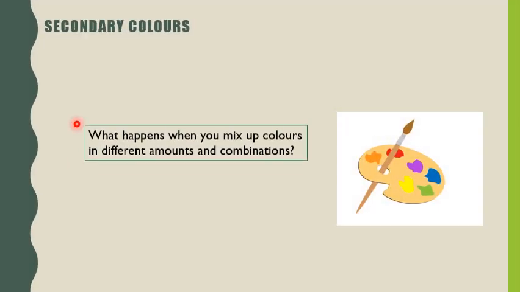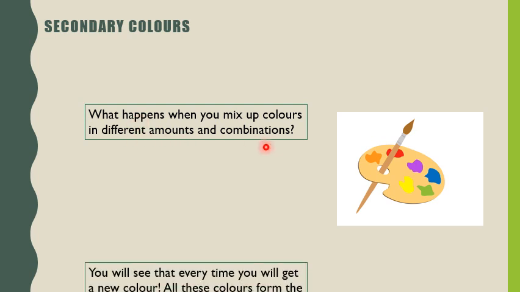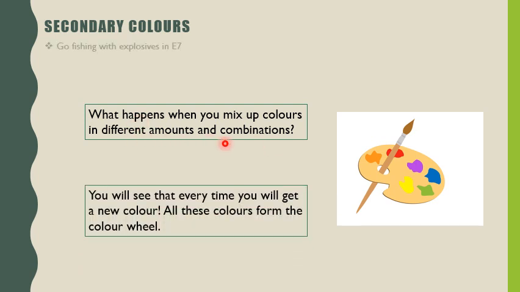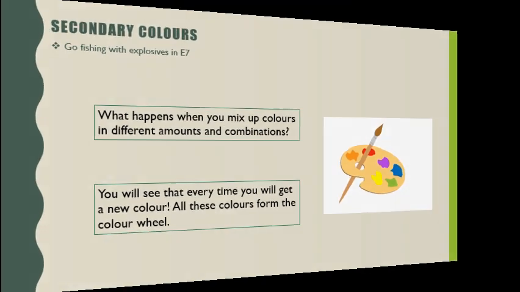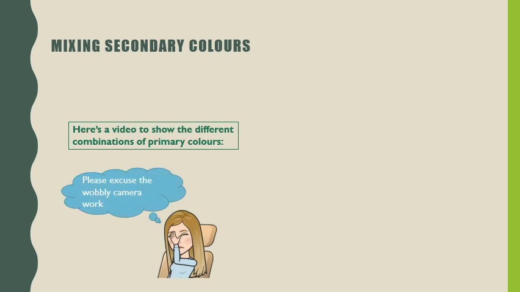Okay, so when we're making secondary colors, we want to know what happens when we mix up colors in different amounts and combinations. So if we're trying to make a color with blue and red, for example, what happens if I use more blue, or what happens if I use more red? And we're going to see that every time you're going to get a new color. And all these colors form the color wheel. Okay, so I'm going to show you a quick video on how to make your different secondary colors.